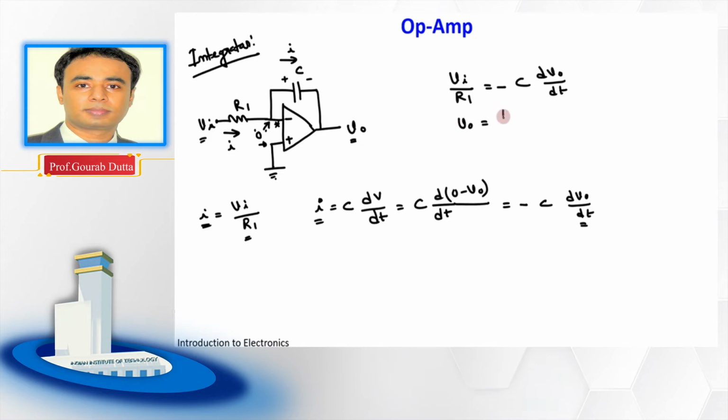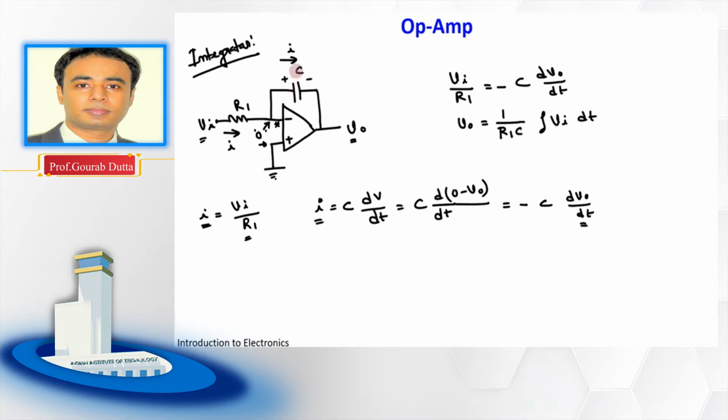So this Vout can be expressed. It will be minus 1 by R1C, the C will come here, integration of this Vi dt, isn't it, if you take the integration. So this is valid when this capacitor C was initially discharged. That means no voltage was there across this capacitor at time t equal to 0.